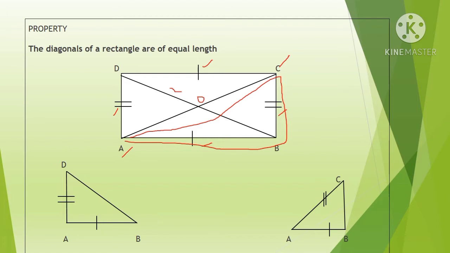Then we have drawn the diagonals. Can you identify the diagonals here? What are the two diagonals? AC and BD are the two diagonals. So AC, A and C, this is one diagonal, and BD is the second diagonal. So what are the two diagonals? AC and BD. When we draw this diagonal, we are getting triangles, right?